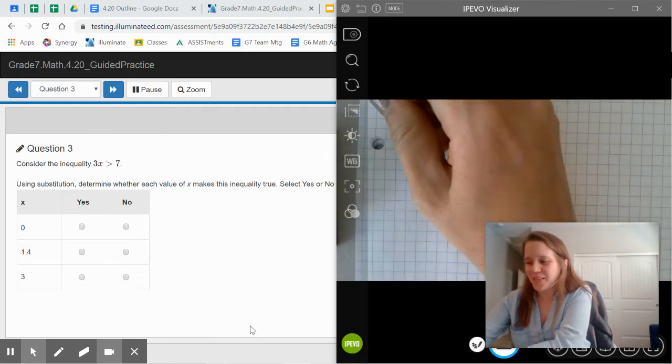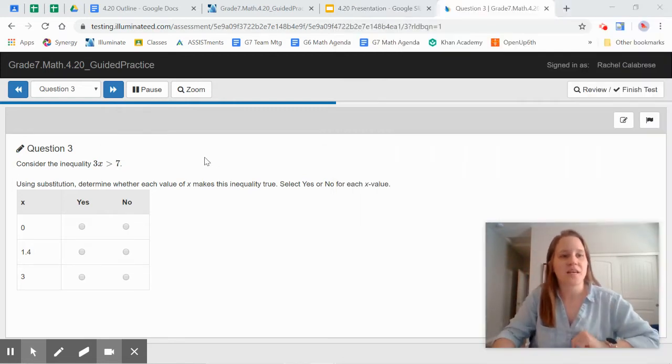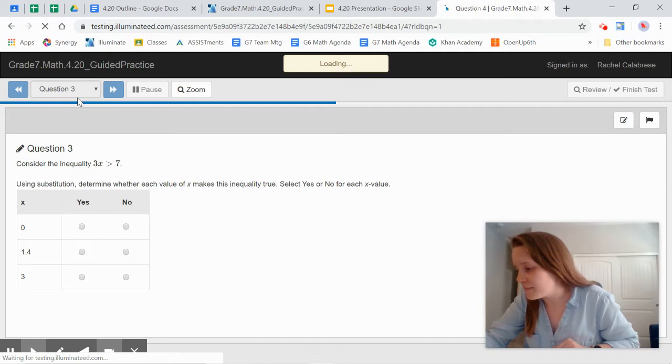Go ahead and put a big star on number 3 if you got that one, especially if you used that substitution trick. Awesome. We are moving right along to question 4. We're going to do question 4 together.